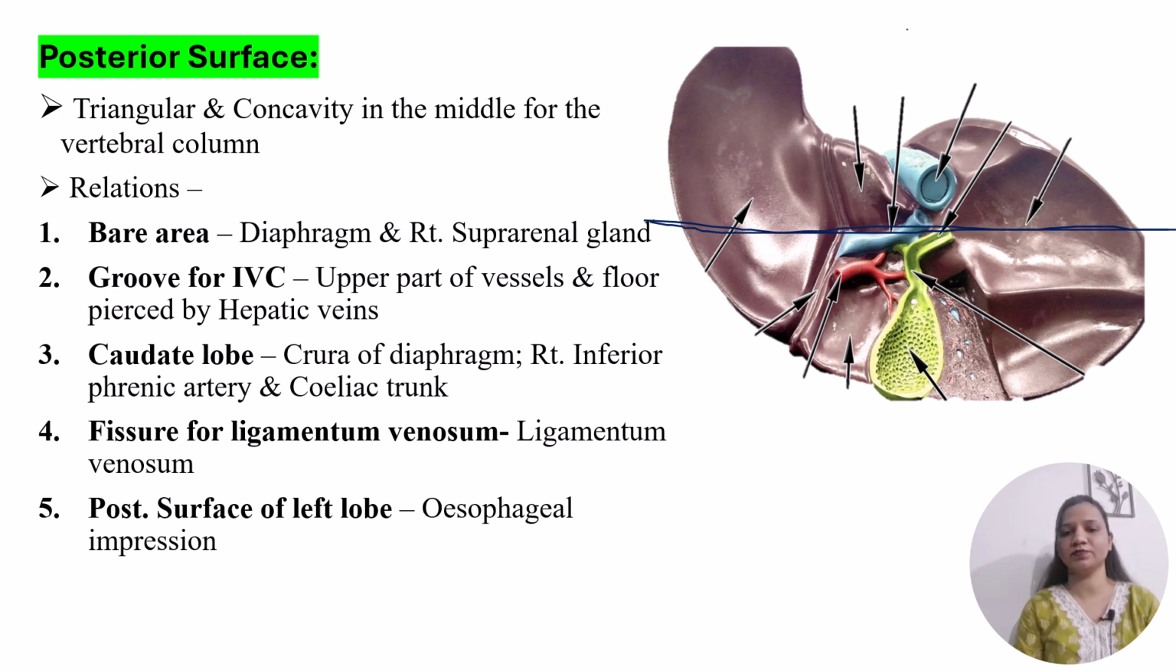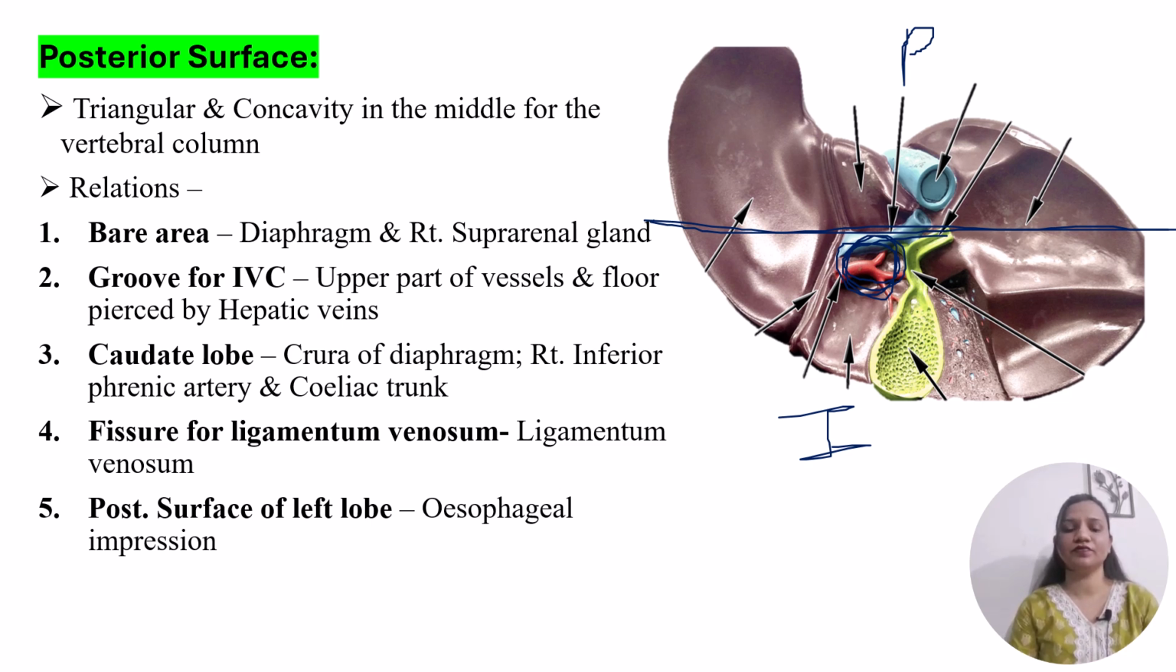So this is the posterior surface and this is the inferior surface of the liver. How did we differentiate? Because the porta hepatis is present on the inferior surface of the liver.